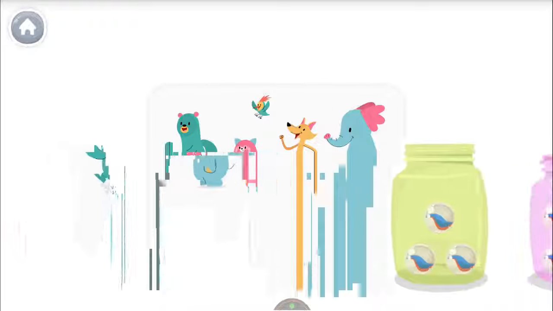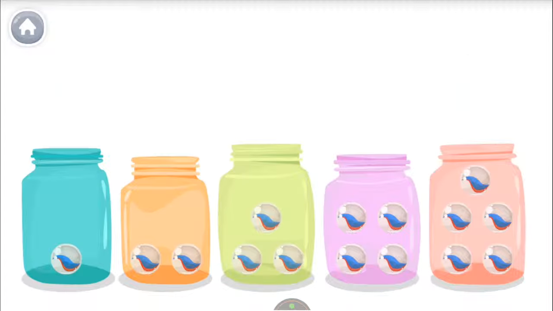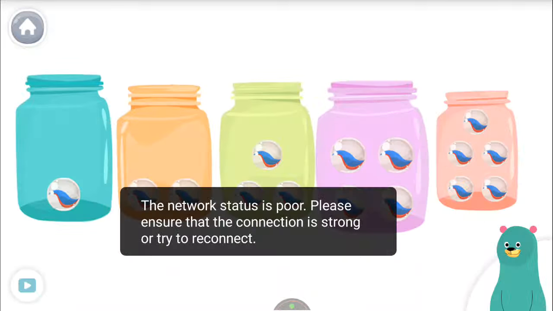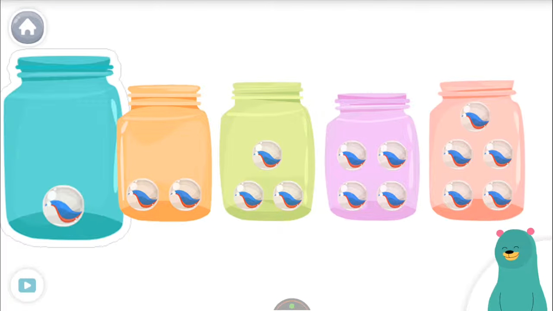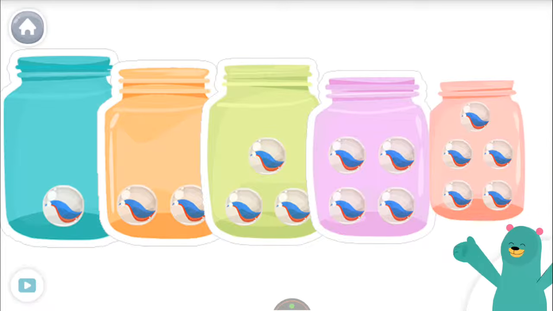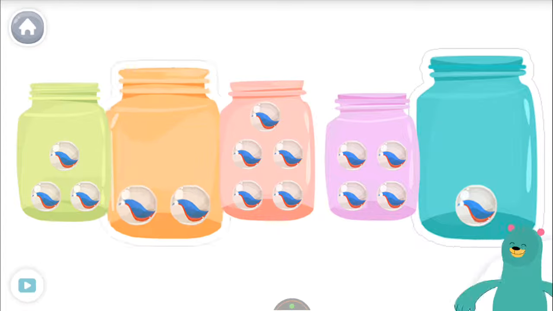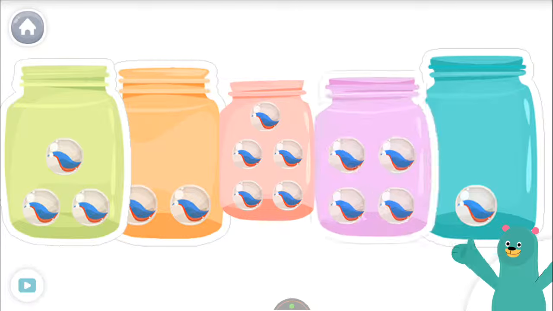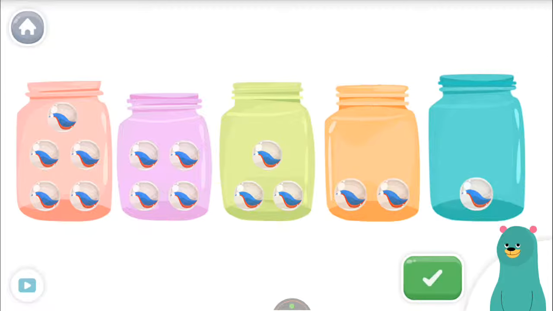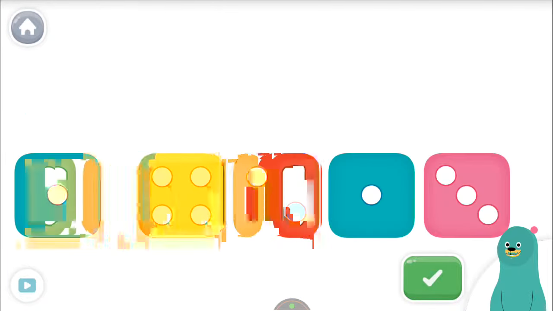Good job. And this one has 5, which means this jar has the least number of marbles. Put the jars in order from least to greatest number of marbles. 1, 2, 3, 4, 5. Good.